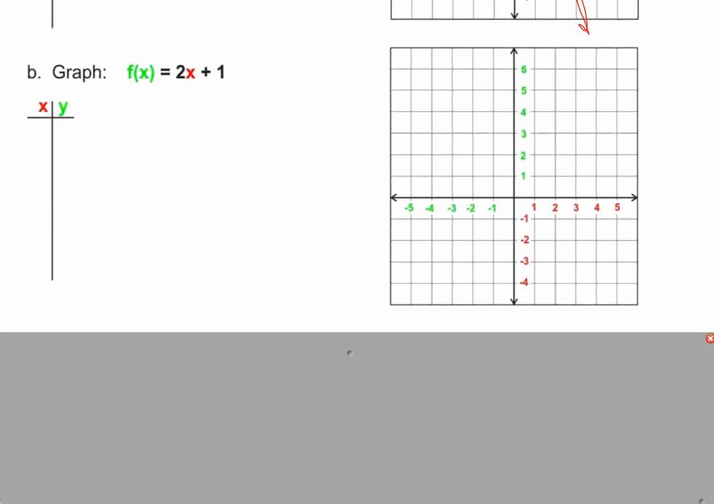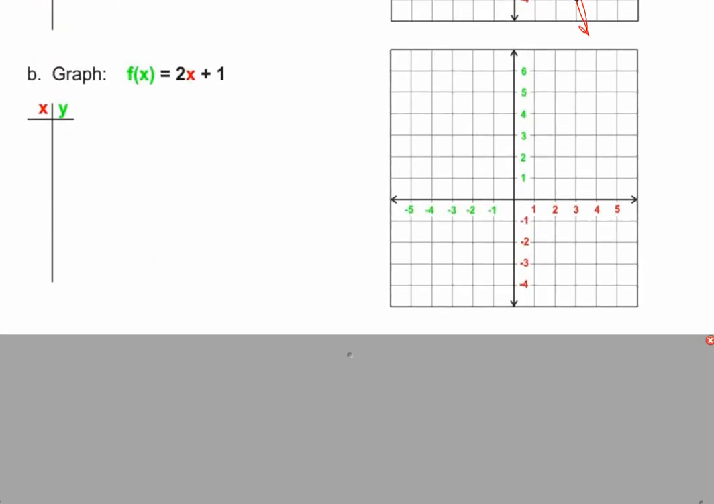Class, what's the best first value to use? 0. So let's use that 0. And look, a lot of times when you use 0, you don't even have to write out the thing because it's easy to see that if x is 0, the y is... I hope you're looking here. 1. If x is 0, y is 1, right? 2 times 0 is 0. 0 plus 1 is 1. And graph the point 0, 1.